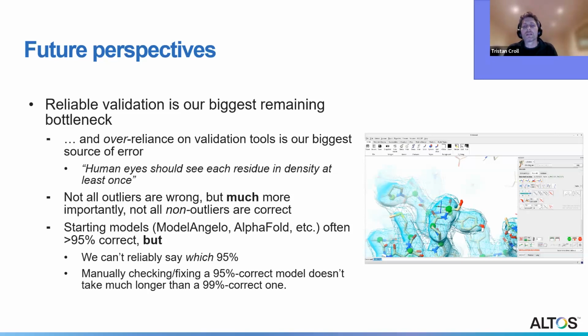Improved auto building isn't really going to get us that much further, because when you've got a 95% correct model or a 99% correct model, it doesn't take me that much time difference to fix those two, because most of my time is just spent finding the problems rather than actually fixing them.